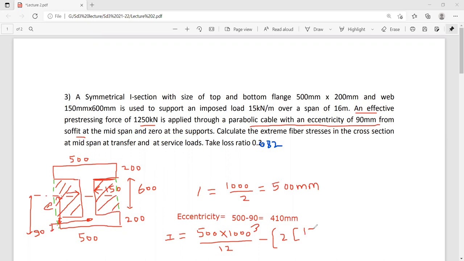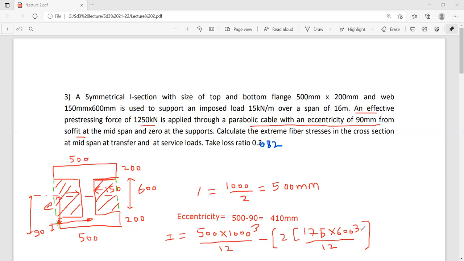So 175 into D, how much is it? 600. 600 cubed divided by 12. So you will get the moment of inertia for this symmetrical I section. Does anybody have a doubt here?